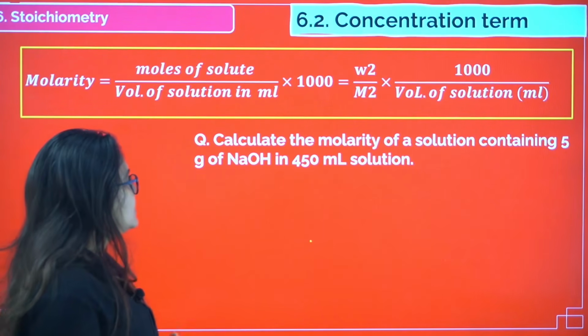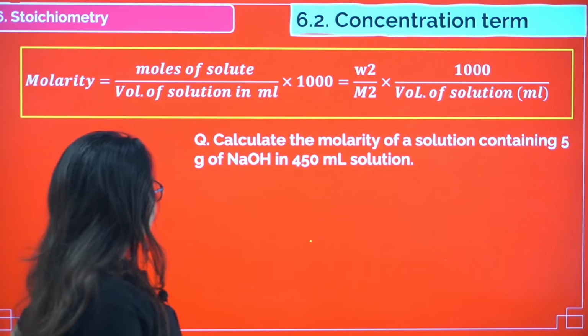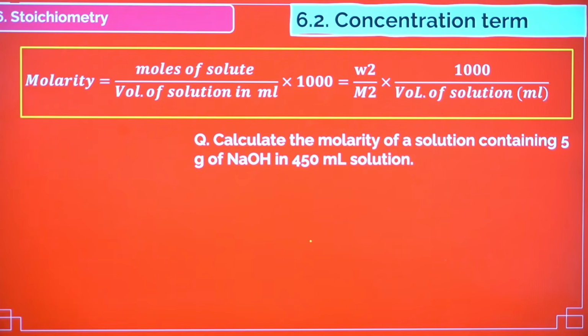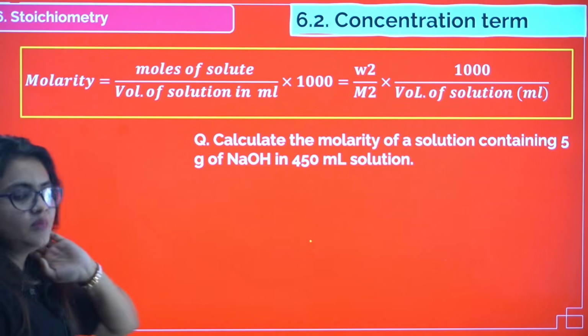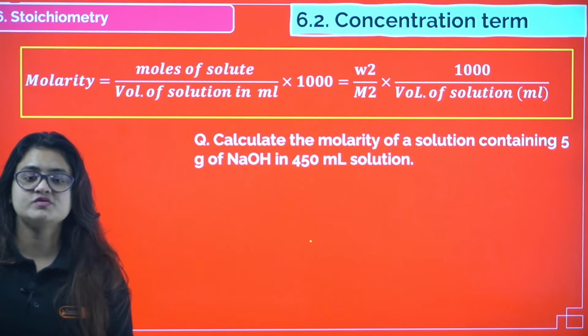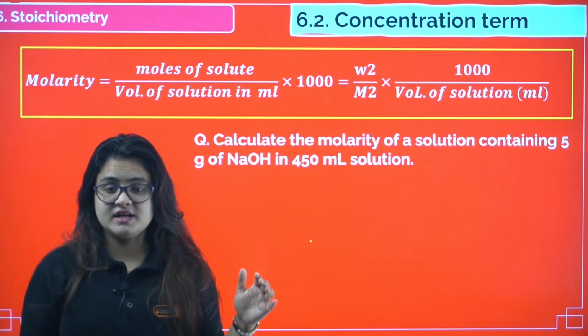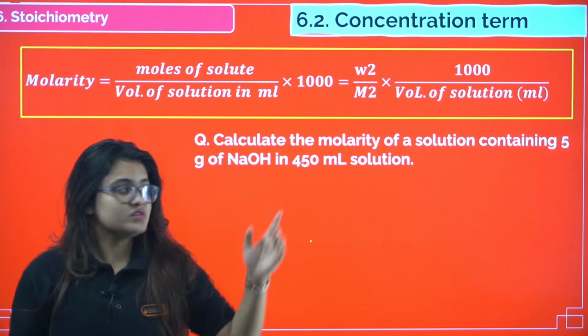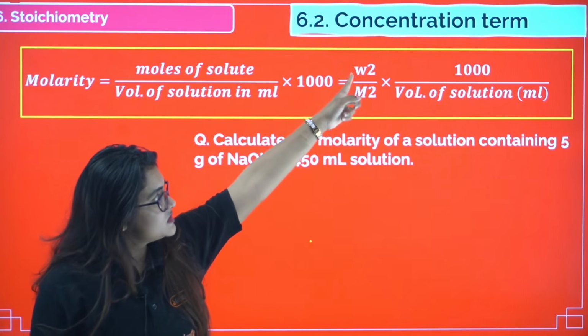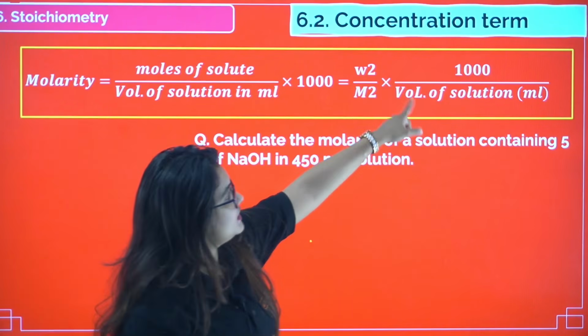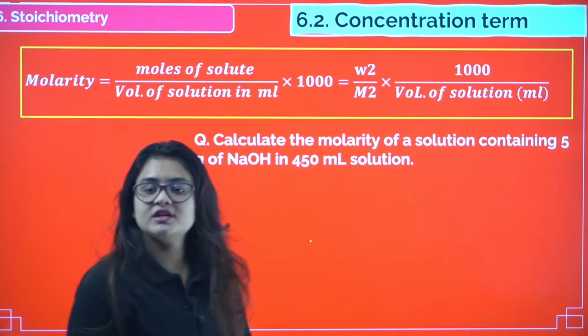Okay, calculate the molarity of the solution containing the, at first you just go through the formula of molarity, that is the number of moles of solute present in the volume of solution. Number of moles can be written as given weight by molecular weight, so number of moles can be replaced with W2 by M2, M2 is the molecular weight here, into 1000 divided by volume of solution in ml.